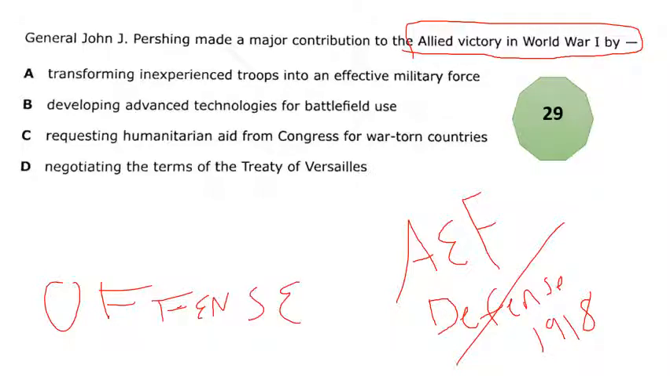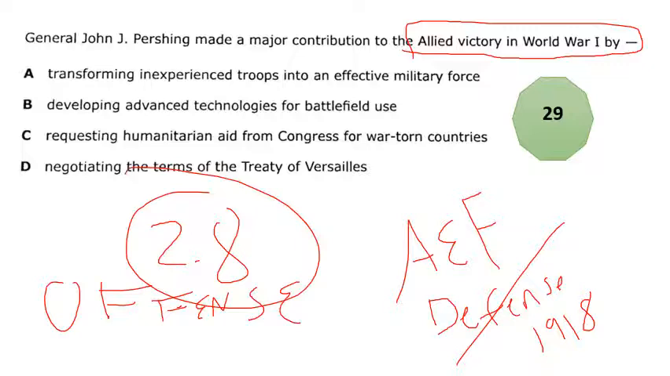Sorry about that handwriting there. So let's look at this. He had to train an army and ship it across the ocean, a million-man army. So let's look. He did not negotiate the terms for the Treaty of Versailles. That's Wilson. Requesting humanitarian aid. That's not him. It'd be someone more like Herbert Hoover. Did he develop advanced technologies for battlefield use? No. He might have used some, but he didn't develop them, especially since we joined the war so late.